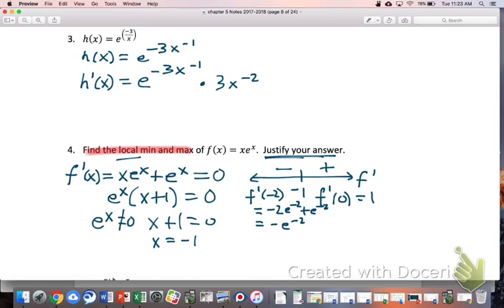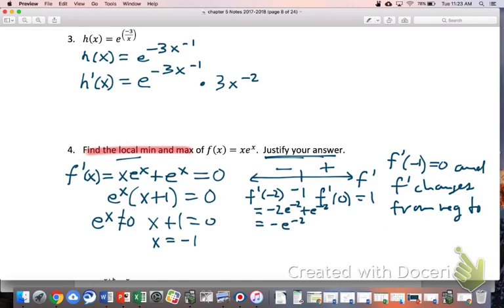Okay, so then our final step would be to write out our justification. I'll do that off to the right. We'd say f prime of negative 1 equals 0, and f prime changes from negative to positive. So looking familiar? All right, therefore f has a relative min at x equals negative 1.